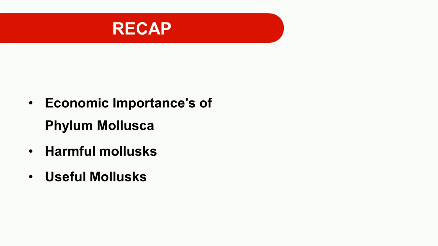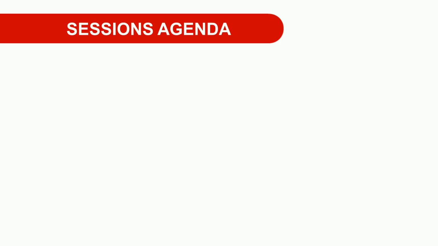Then we also discussed the harmful mollusks. Some species of mollusks act as pests for the agriculture ecosystem, and some mollusks also act as intermediate hosts of some parasites. All this we discussed in the previous lecture as the economic importance of phylum Mollusca.